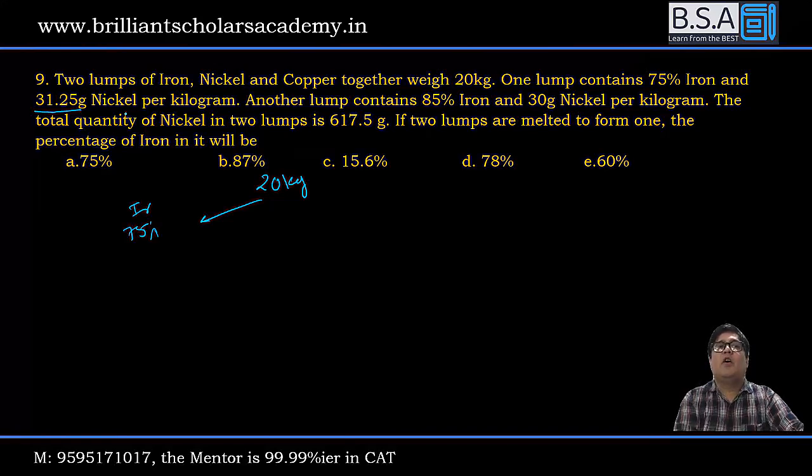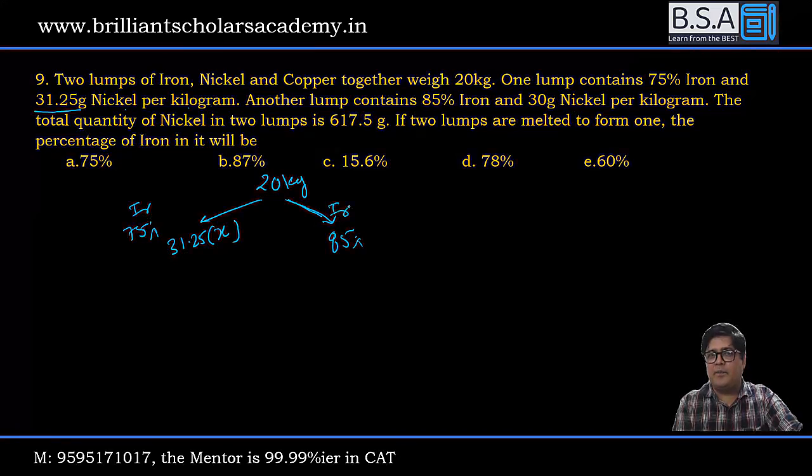31.25 grams of nickel per kilogram. I do not know how many kilograms are there. There could be 10 kilograms, there could be 5 kilograms. So whatever kilograms you have, x kilograms, for every kilogram you will have 31.25 grams of nickel. So from 20 kilograms, if you give x kilograms here, the other part has 85% iron in it. 85% iron, and there are 30 grams of nickel per kilogram.